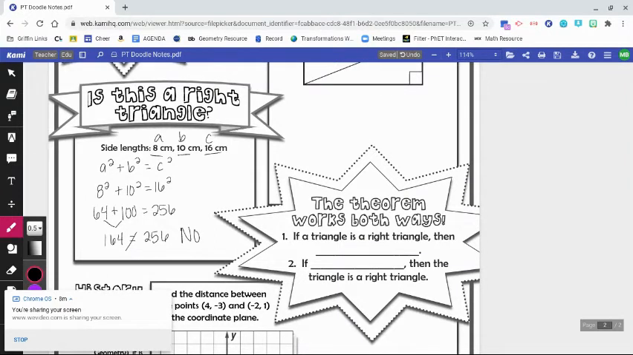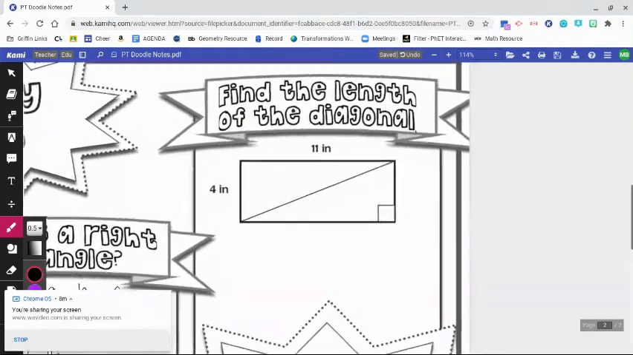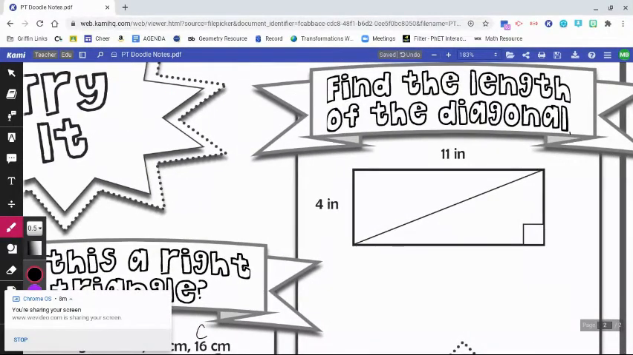This is called using the converse of the Pythagorean theorem, where we can identify, given 3 side lengths, whether or not it will form a right triangle. Again, we just plugged them into the Pythagorean theorem to see if it was true. Another way that we can use the Pythagorean theorem is when given a rectangular figure or a square, we are able to identify the diagonal that goes through the figure.